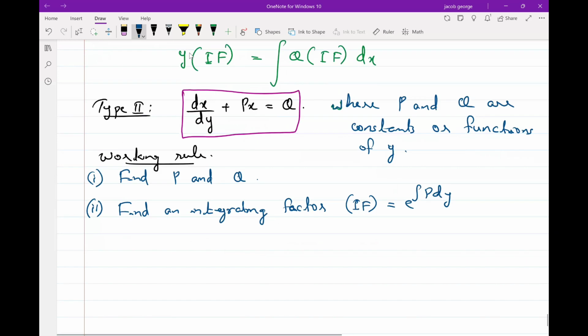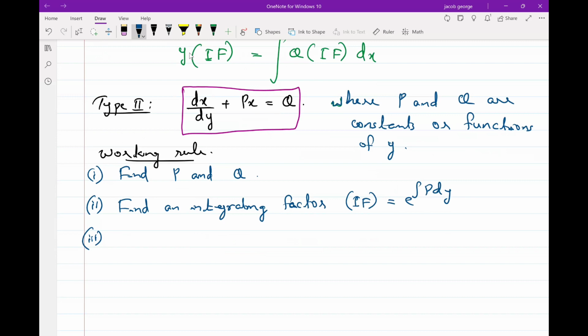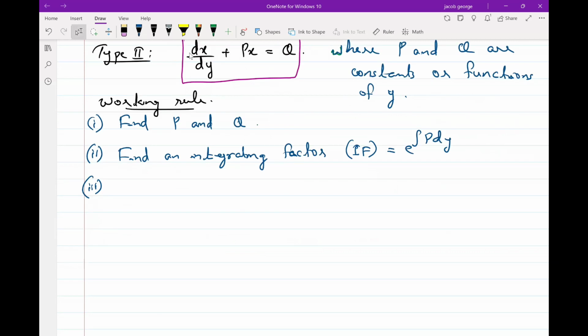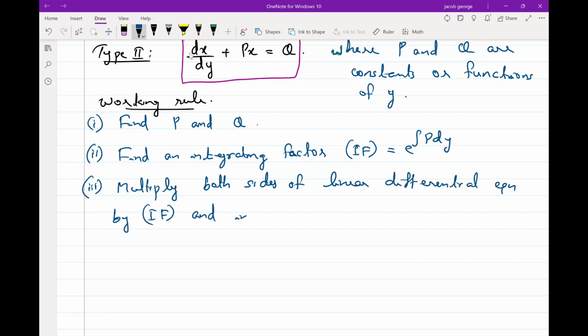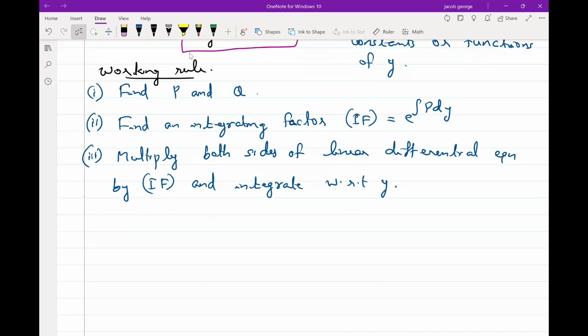Third step is the same. Multiply both sides of the linear differential equation by the integrating factor and integrate with respect to y.